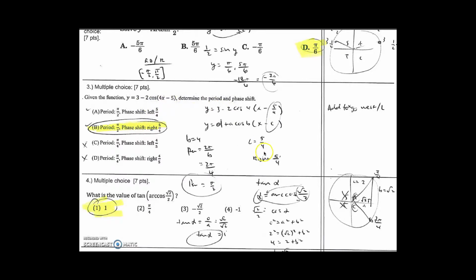So the period of cosine is 2 pi over b. My b value is 4. Simplify, and you get a period of pi over 2. So that'll eliminate choices C and D.